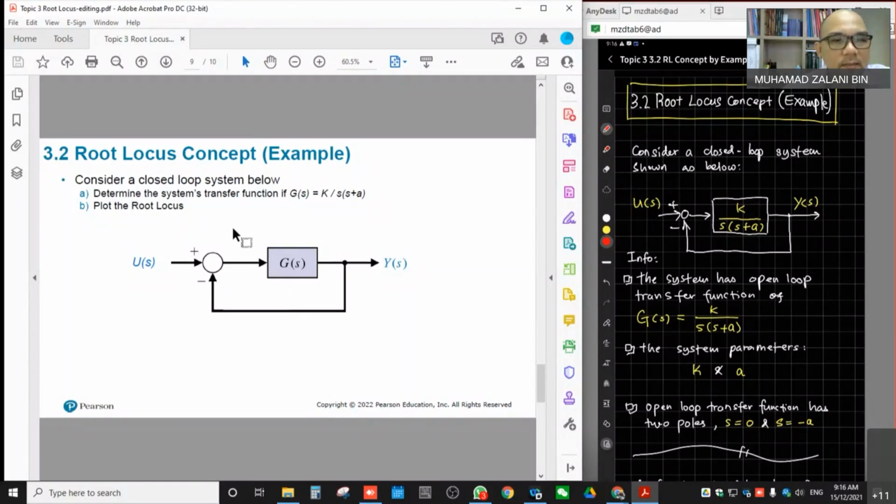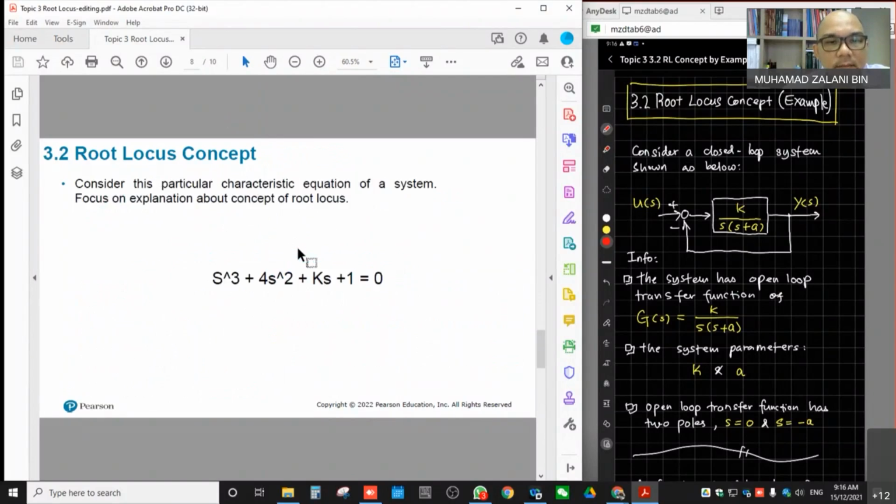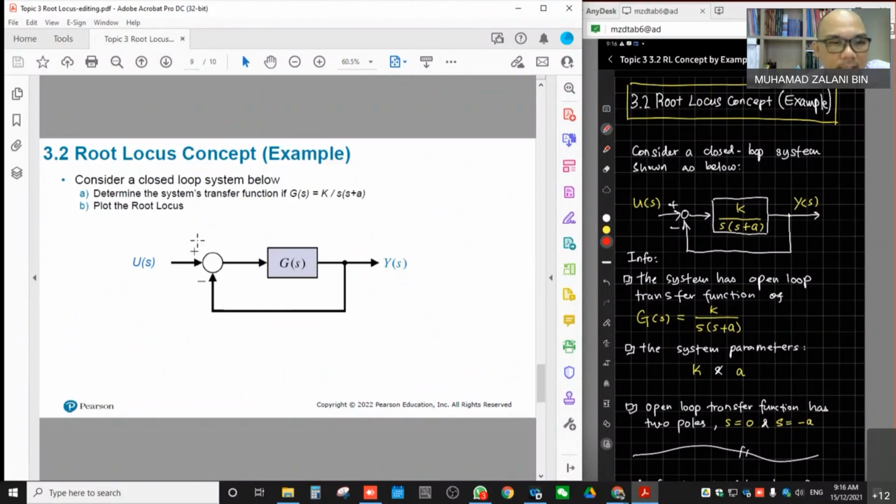So consider this block diagram. Actually, this block diagram is very similar to the previous one. Very similar to the previous one, because as you can see for this block diagram, G(s) is represented by K over S plus A, right? As you can see on my right hand side. So here K is a gain.